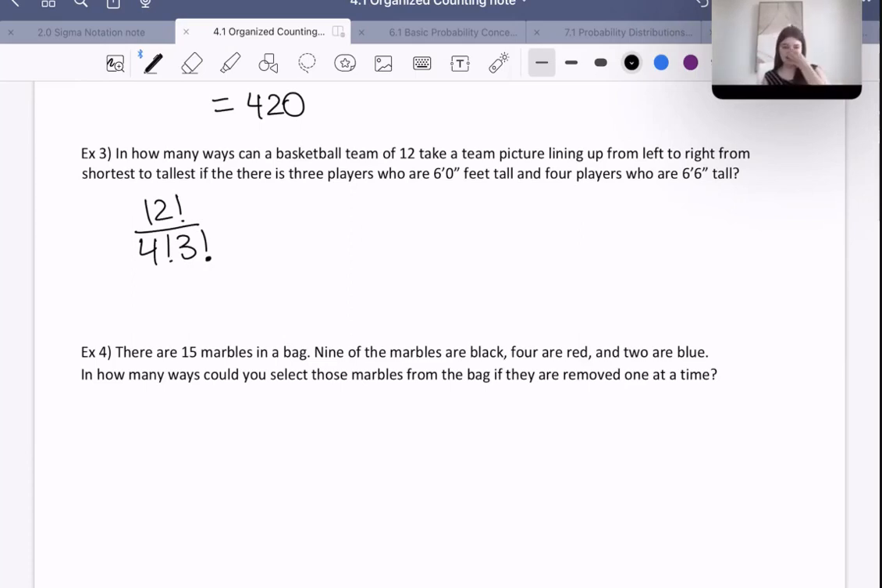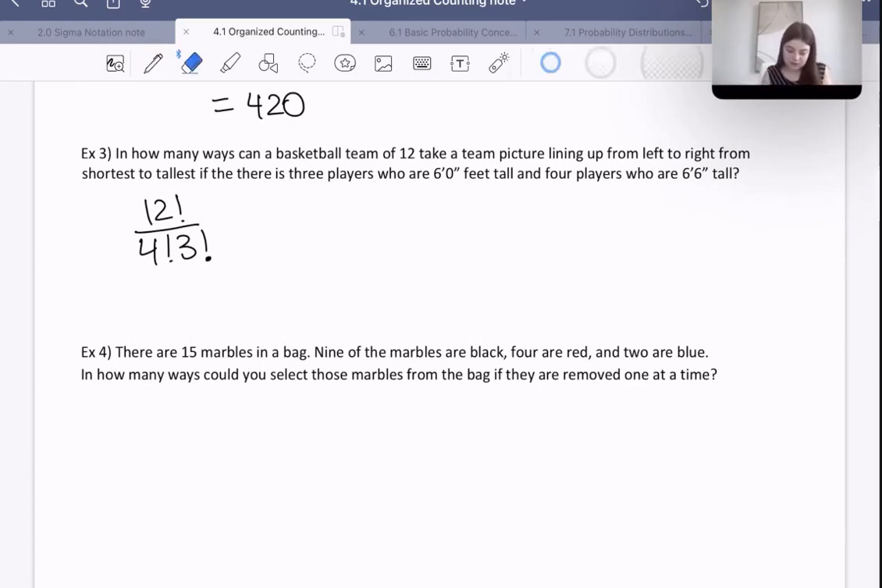The reason that there are multiple ways to do it is because some players are 6 feet, and so they can arrange, right? And we still have this outcome we want. And same with the 6'6" people, right? We can arrange them and we still have the outcome that we want.